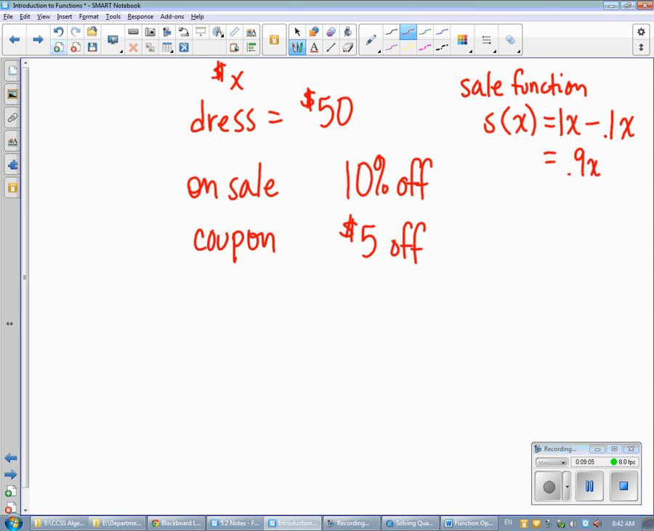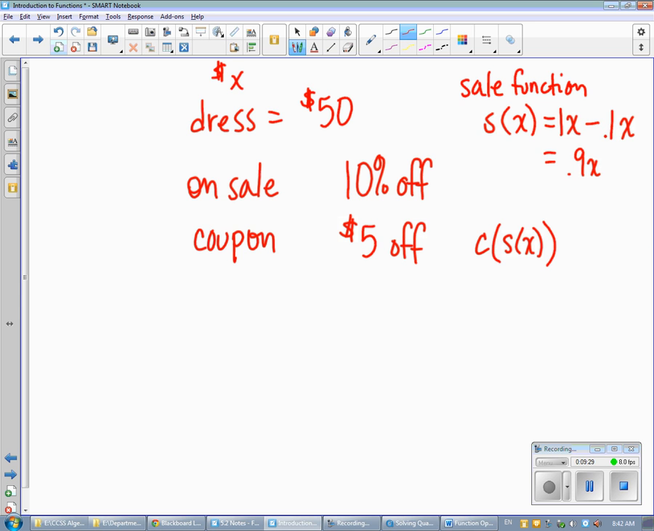And that just is saying that because I've taken 10% off the price, I'm paying 90% of the value of that item. So then let's say I have my coupon. So with my coupon, I might then say, let's call that C, and so I would maybe take C of S of X, because I'm going to take my coupon off after I've gotten the sale price.